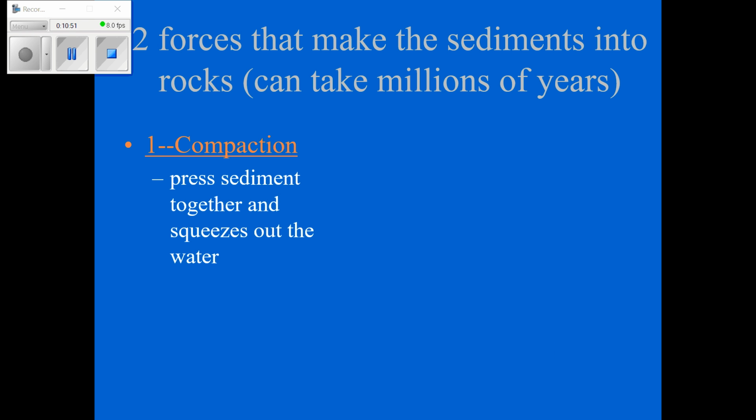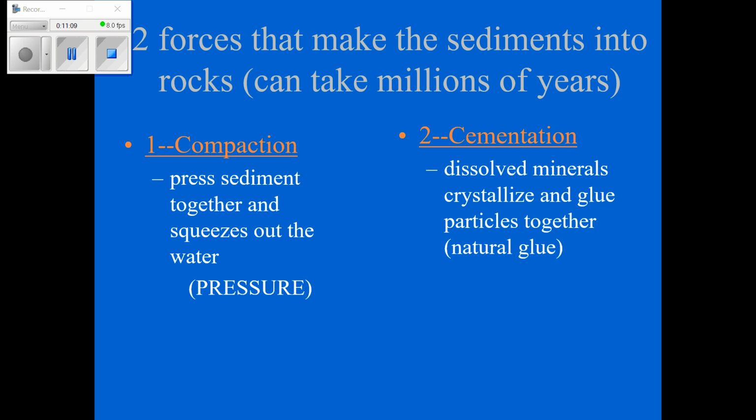Compaction is when the sediment is pressed together and water is squeezed out. Somewhere we talked about how it's deposited into layers. The sediment through compaction is pushed together, and the water is eventually pushed out. So that's pressure. And then we have cementation occur, which is when the dissolved minerals crystallize and glue the particles together.